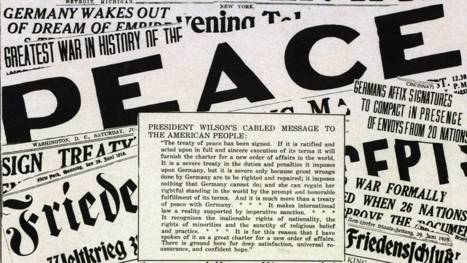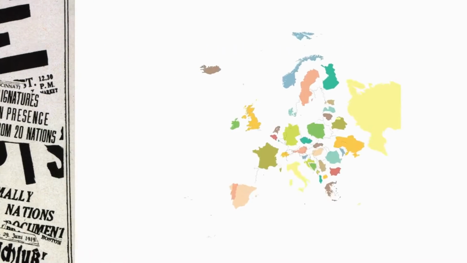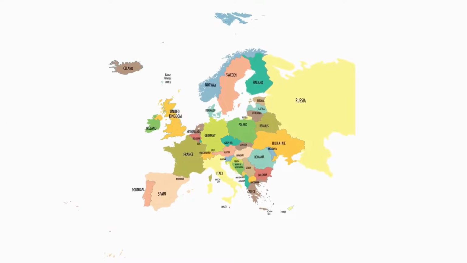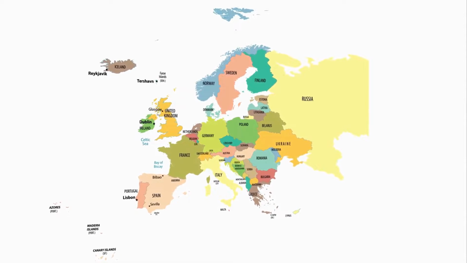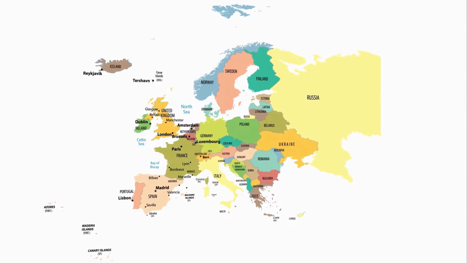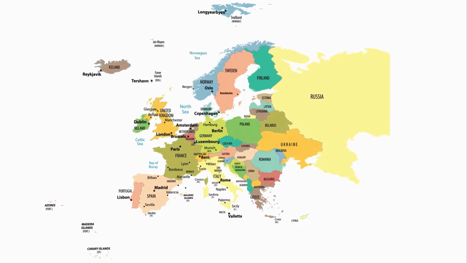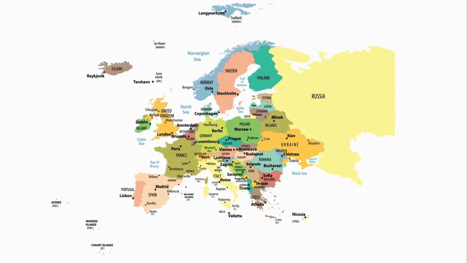The Treaty of Versailles, which was signed in 1919, placed harsh penalties on Germany and was seen by many as a recipe for future conflict. World War I marked the end of an era and the beginning of a new one. It led to the collapse of empires, the rise of new nations, and the redrawing of the map of Europe.